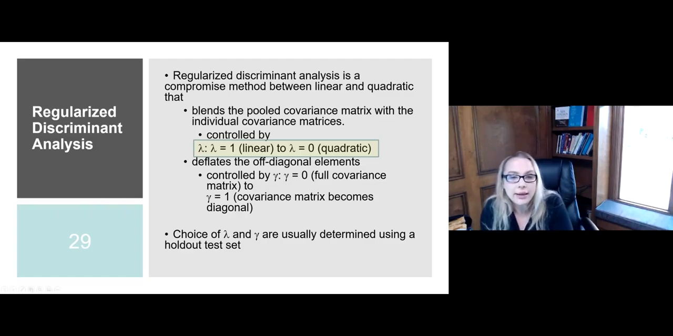The choice of the lambda, and of the two metrics that we use to tune the model, are going to be determined using a holdout test set. So that would be the one that maximizes the accuracy for that holdout test set. But again, we can pool the two and we can deflate the off-diagonal elements using these two parameters, which again, we will determine using a holdout test set.